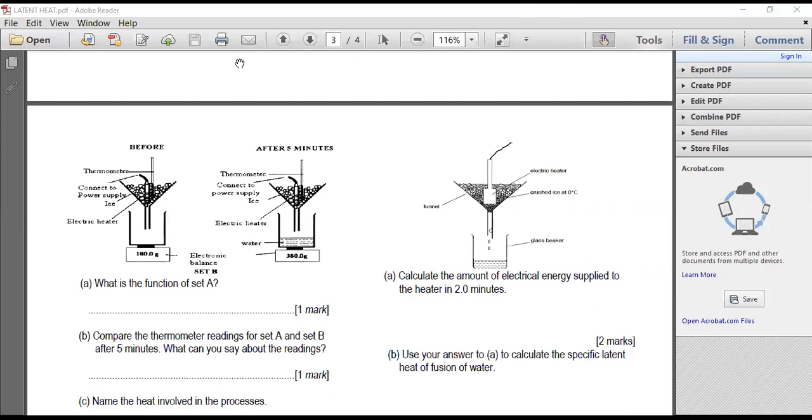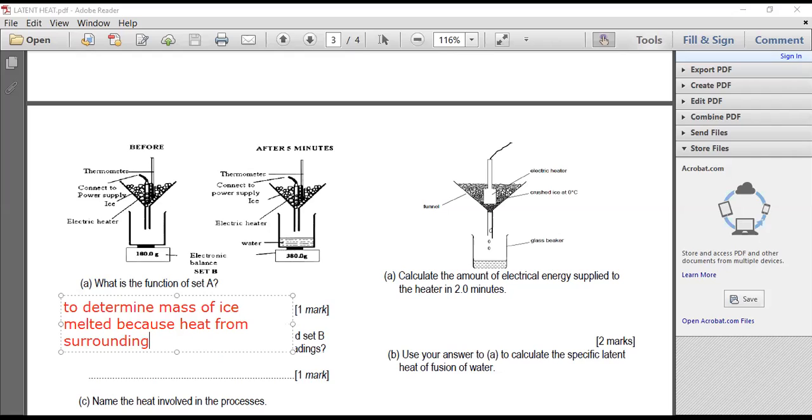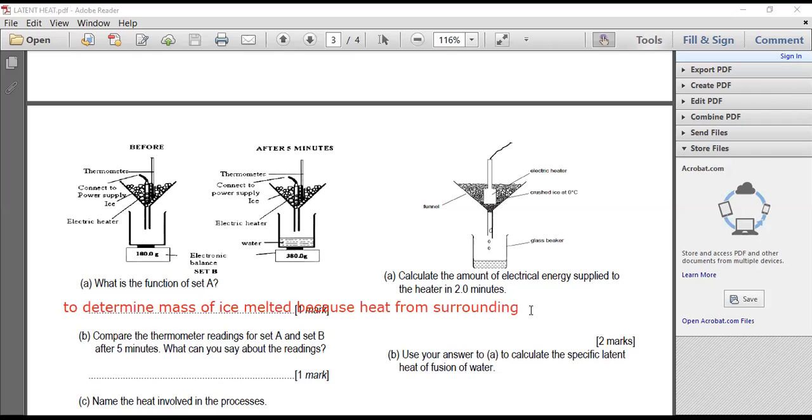Set A, the function is to determine the mass of ice melted because of heat from the surrounding. So to determine the mass of ice melted because of heat from surrounding.